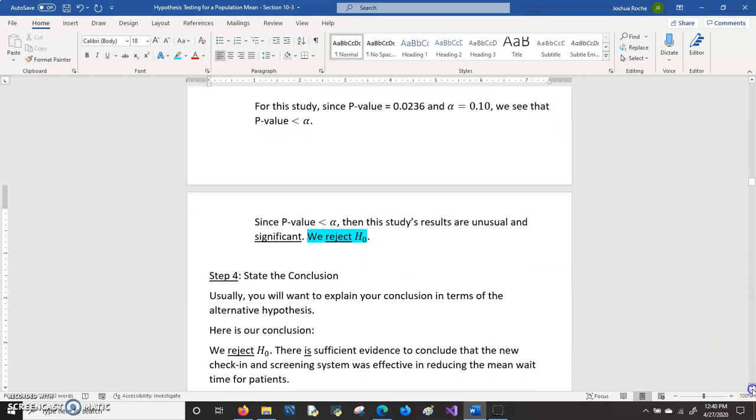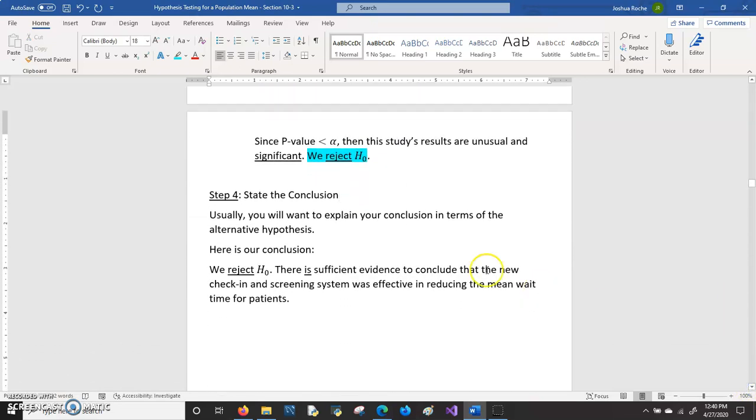The last step, step 4, is to state the conclusion. Remember that when you state the conclusion, it helps to state it in terms of the alternative hypothesis. Our conclusion is that we reject the null hypothesis. That means that there is evidence to support the alternative. And the alternative was that the new check-in system is effective in reducing the mean wait time for patients.